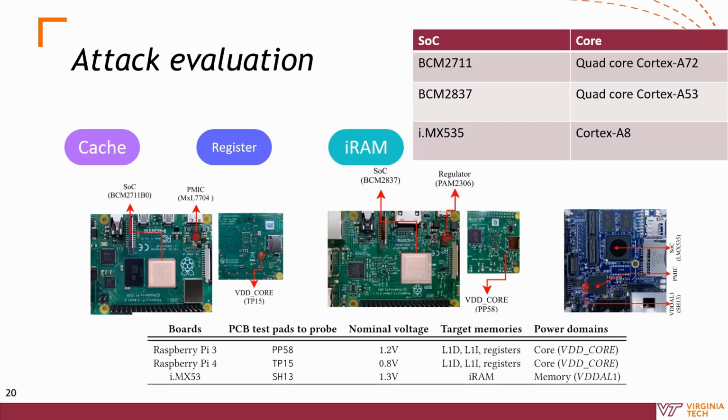We designed 3 proof of concept attacks on 3 different types of memories. For registers and caches, we targeted 2 Broadcom SoCs that come with the standard Raspberry Pi 3 and 4 and the i.MX535 multimedia SoC from Freescale. They represent headless embedded devices to full-fledged systems. The picture shows where to probe in these boards, and the table shows different parameters of the test points.